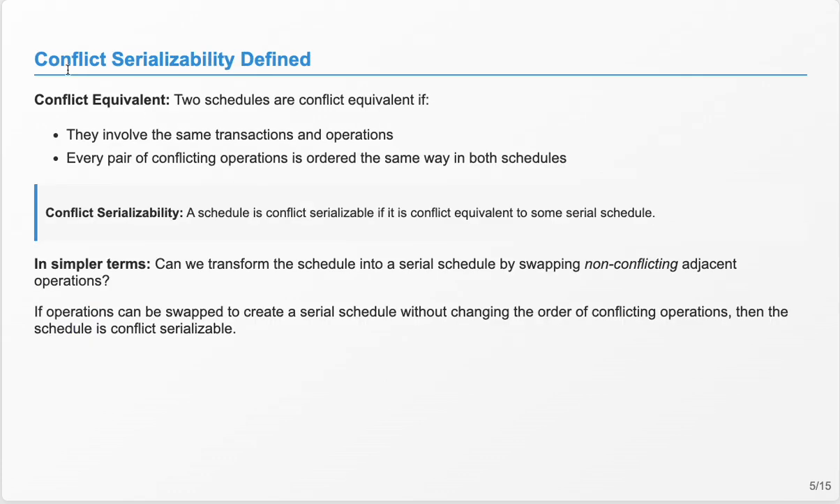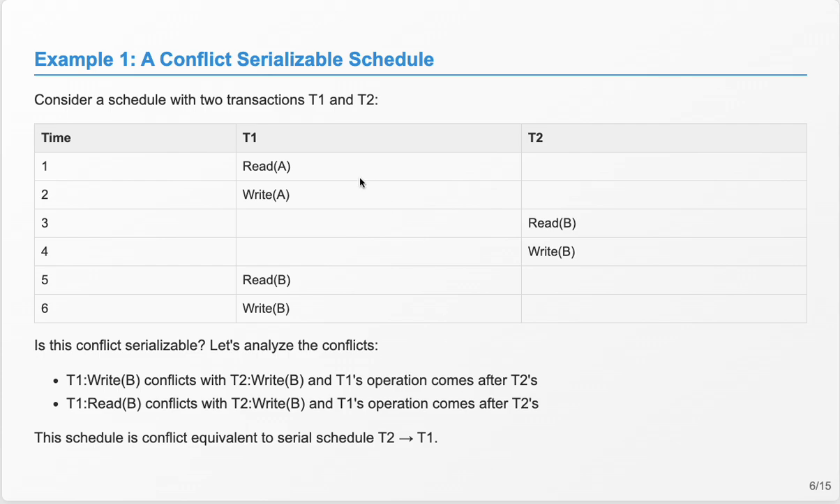Let's formally define conflict serializability. Two schedules are considered conflict equivalent if they involve the same transactions and operations, and every pair of conflicting operations is ordered the same way in both schedules. A schedule is conflict serializable if it is conflict equivalent to some serial schedule. In simpler terms, we're asking, can we transform the schedule into a serial schedule by swapping non-conflicting adjacent operations? If operations can be swapped to create a serial schedule without changing the order of conflicting operations, then the schedule is conflict serializable.